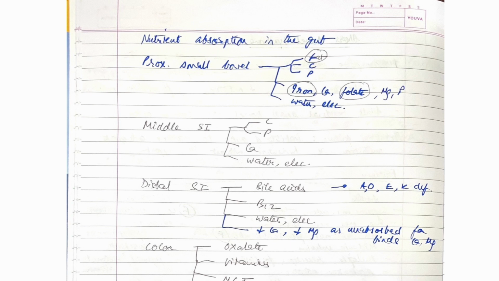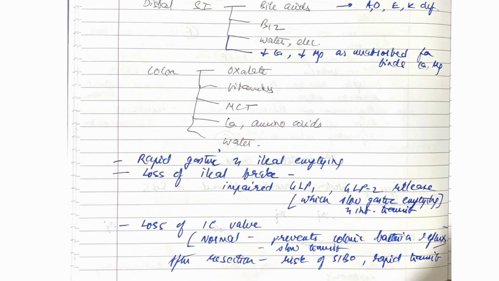Bile acid malabsorption will cause deficiencies in A, D, E, and K, as well as fat malabsorption. And there's water and electrolytes also getting absorbed here. There would be hypocalcemia, hypomagnesemia, as unabsorbed fatty acid binds to calcium and magnesium, preventing it from getting absorbed. Colon is responsible for absorption of oxalate, vitamins, medium chain triglycerides, calcium and amino acids, and water.